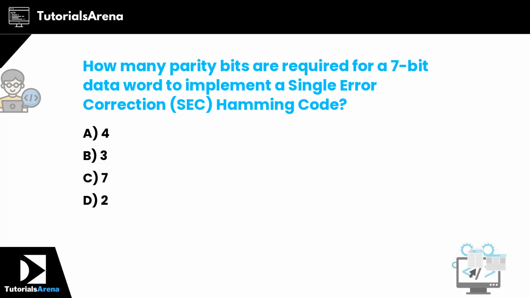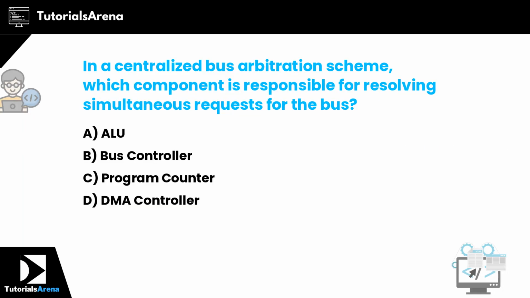How many parity bits are required for a 7-bit data word to implement a single error correction, SEC, Hamming code? The correct answer is option A, 4. In a centralized bus arbitration scheme, which component is responsible for resolving simultaneous requests for the bus? The correct answer is option B, bus controller.